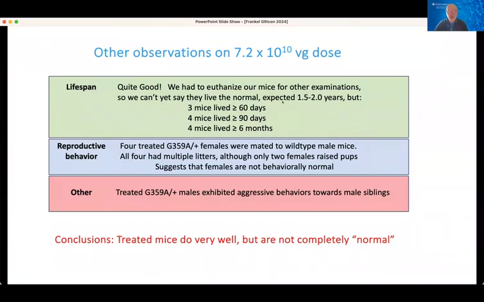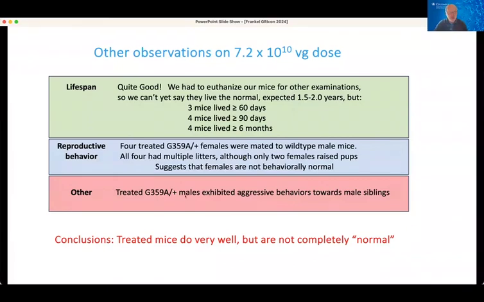They're beyond this now, so we have every reason to think their lifespan is approaching normal. We had a look in the females at reproductive behaviors. We mated 4 of these treated females to wild-type male mice. And the nice thing is they all had multiple litters, although only 2 of them raised their pups. And this was pretty unusual for the strain that we used here. And so this suggests that the females, while I would say cured of this severe disease, aren't completely normal.